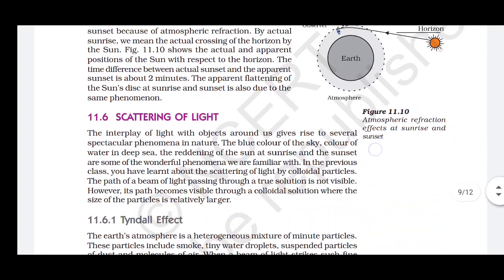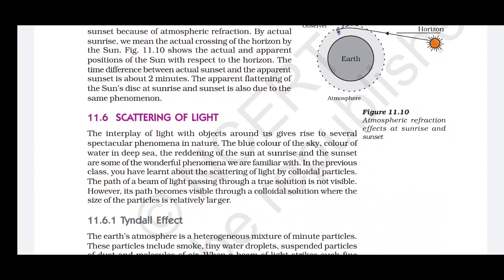Now next is the scattering of light. Scattering of light means whenever the light passes through a colloidal object, it scatters the light, and in the colloidal object, the scattering of light can be seen. This is not seen in a true solution or a suspension.